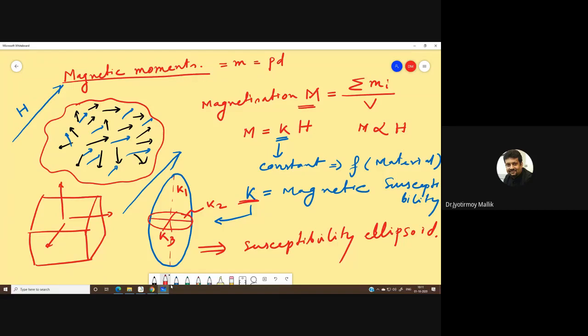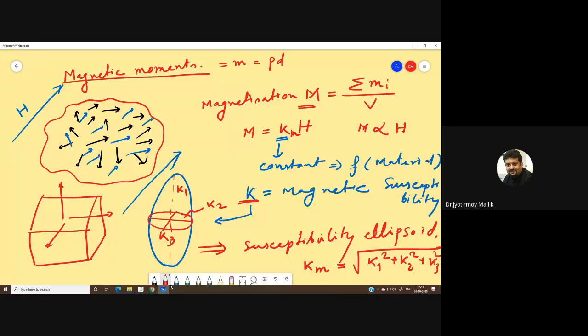Now, of course, to simplify. If I say something has higher susceptibility, something has lower susceptibility, what value do we refer to? We call it Km. In this K, where I have put M, it is actually Km, the mean susceptibility, and mean susceptibility is K1 square plus K2 square plus K3 square. That's the mean of these three susceptibility ellipsoid axes.